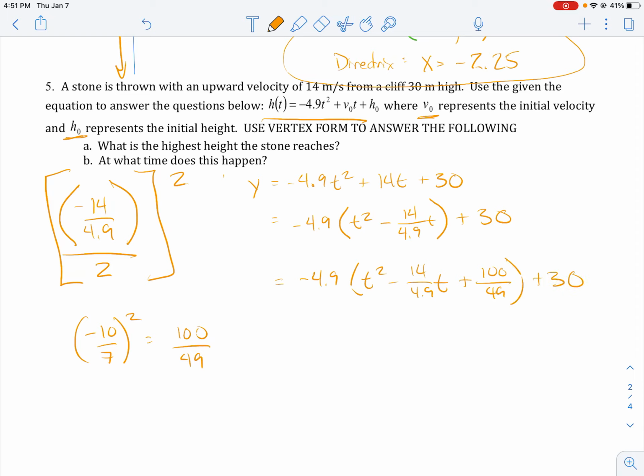Now, in the past, right, we've just been subtracting whatever we add in the middle, all right? But if you take a look, we have a negative 4.9. So when I multiply this through, this number over here actually becomes a negative number, right? So let's do that. So negative 4.9, I'm going to multiply that by 100 divided by 49. What do you get? You end up getting a negative 10, right? And so I don't want to subtract 10.